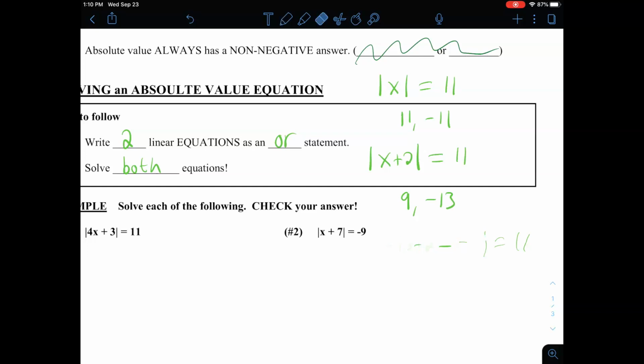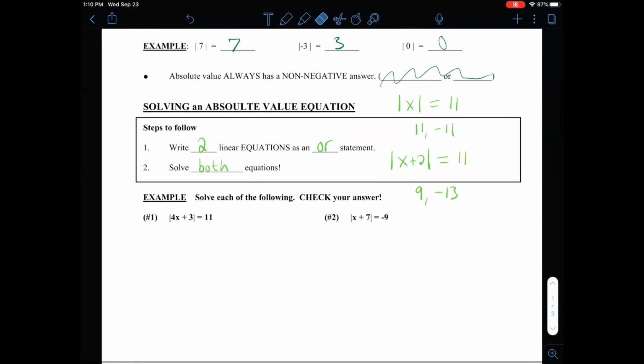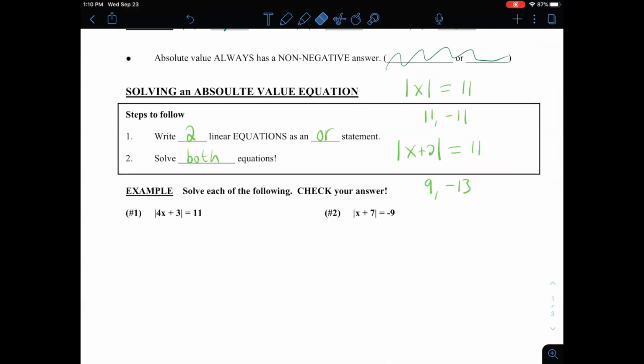So let me just double check that there. Negative 13 plus 2 would be negative 11. Yeah, I think I did that right. I just kind of made it up in my head here, but hopefully that's good. Basically it's saying what number can you plug in for x that will end up being 11 away from 0 in the final result. Okay?